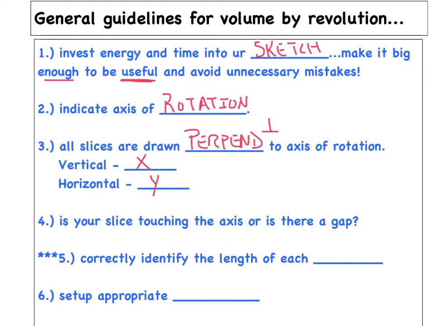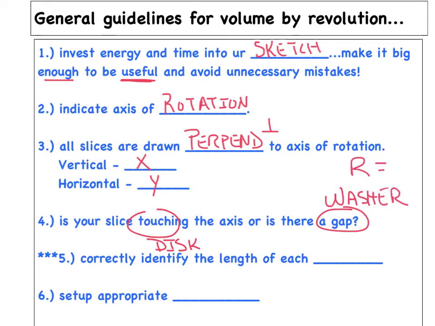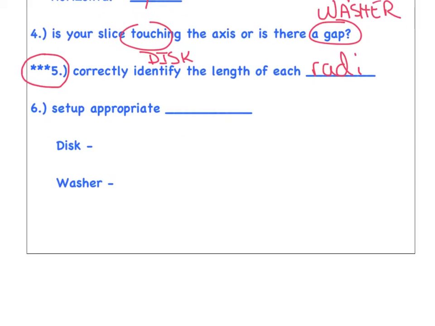So basically, if it is touching, you're going to work with a disc, and all you have is the length of one radius. If there's a gap, now we're working with a washer, and we're going to identify both the outer and the inner radius, okay? Now, and probably the most important thing that's going to separate us on these types of problems is just correctly identifying the length of each radii. All right, if we can get the length of each radii, we're going to be in great shape. And just set up an appropriate integral, okay, that measures the volume of the given shape.